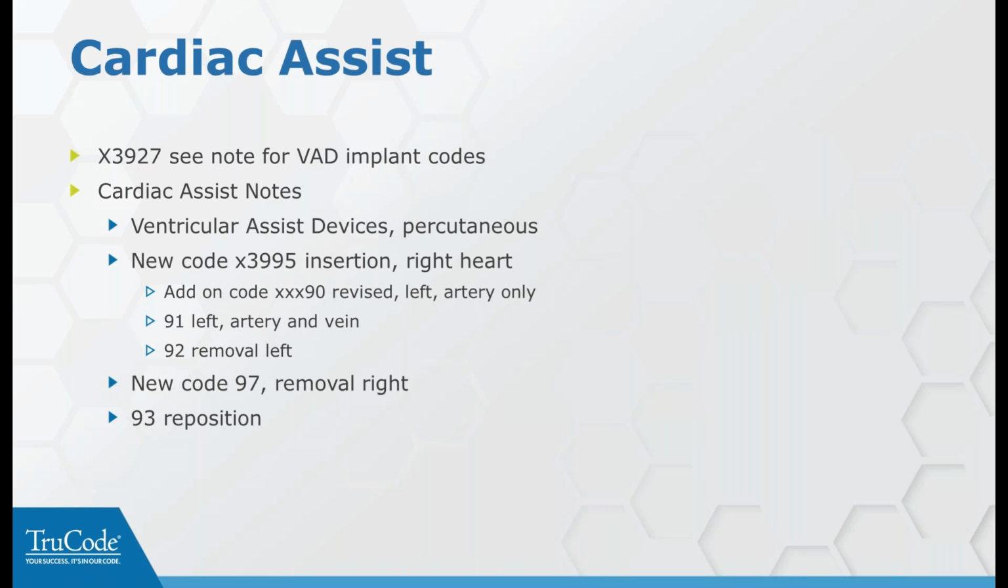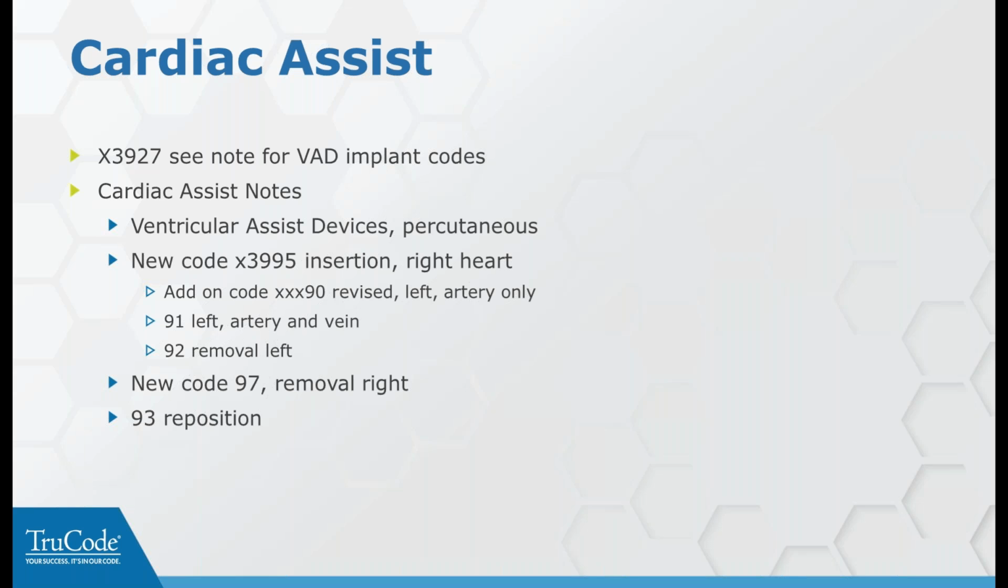And that is the insertion of a ventricular assist device percutaneous. It includes all your radiology, supervision, and interpretation, and it is right heart, venous access only. Then the revised code underneath that is left heart, atrial access only, and then you have left heart, both arterial and venous access with a transeptal puncture.